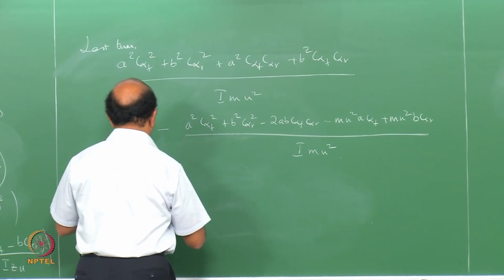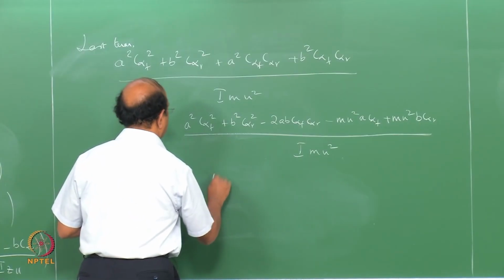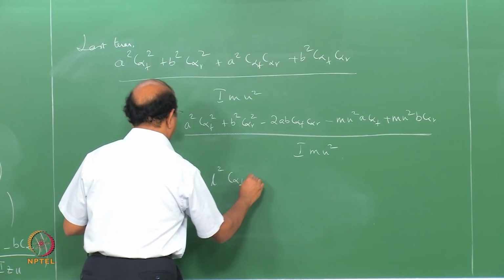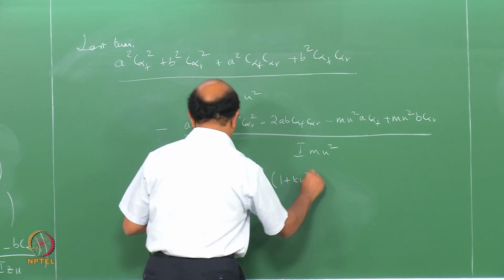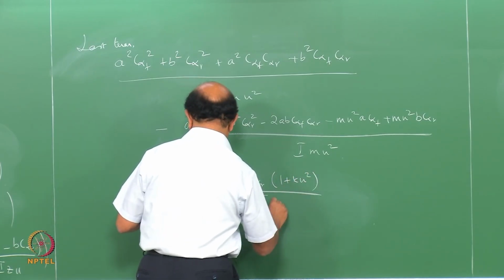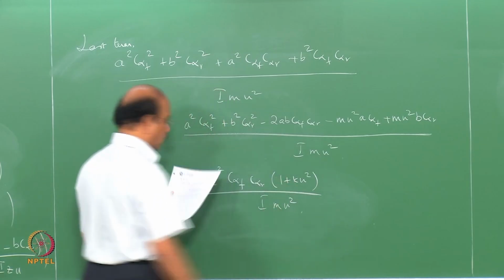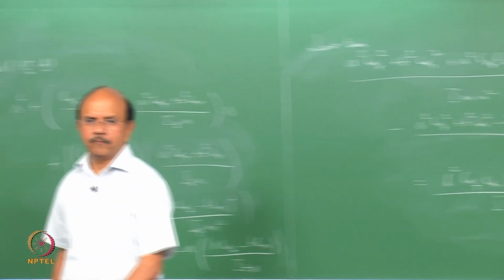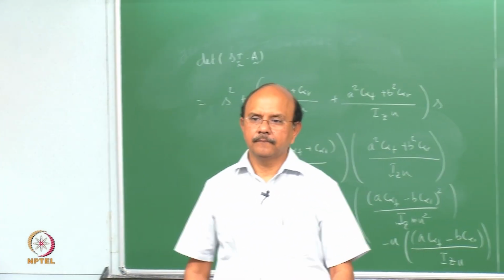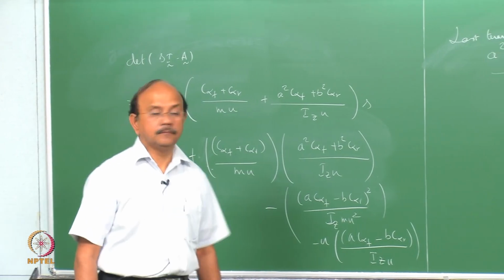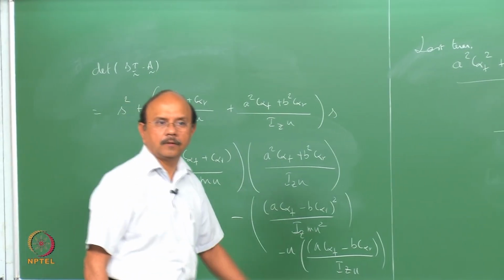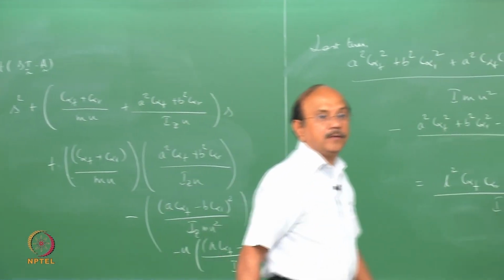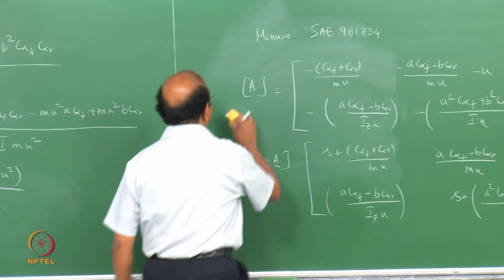Ultimately, this happens to be L squared C alpha f C alpha r into 1 plus K U squared by I M U squared. Right? Check. Clear? Okay, you have to bear with me till we finish all this.